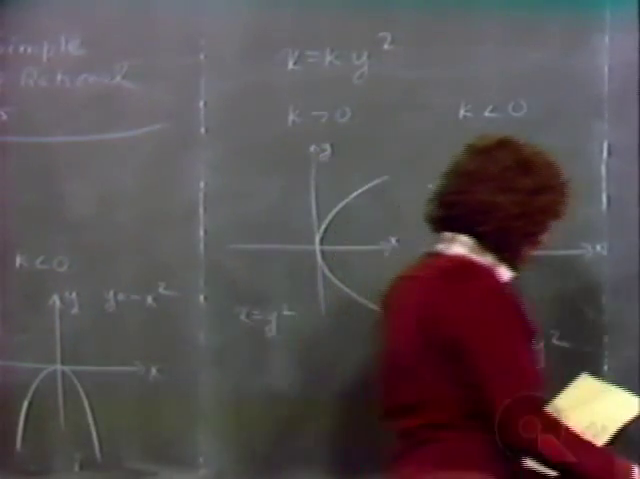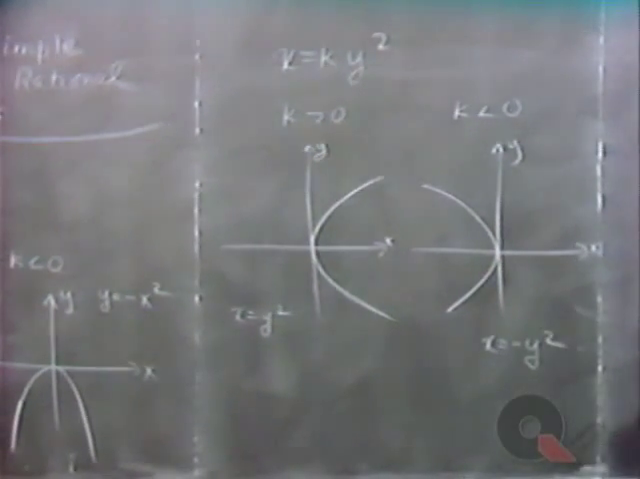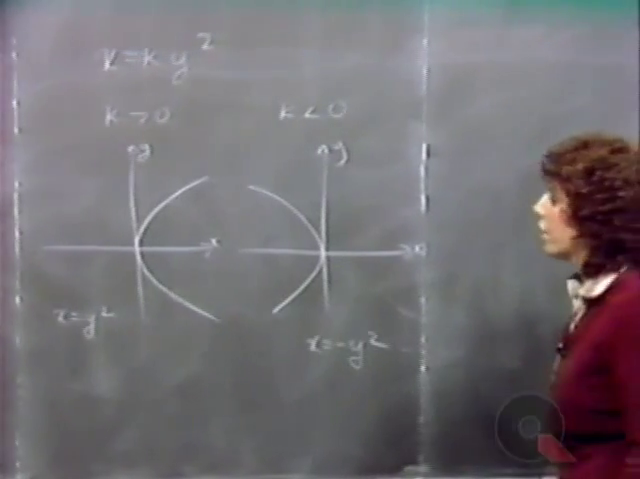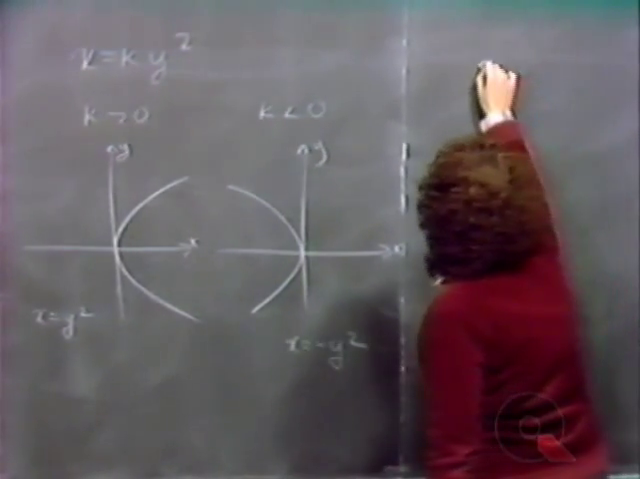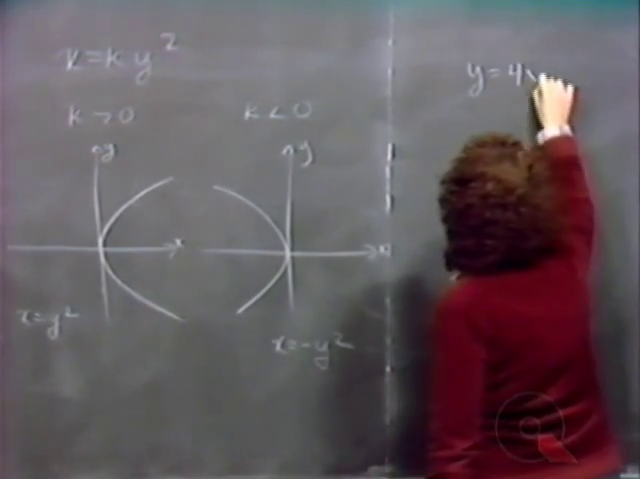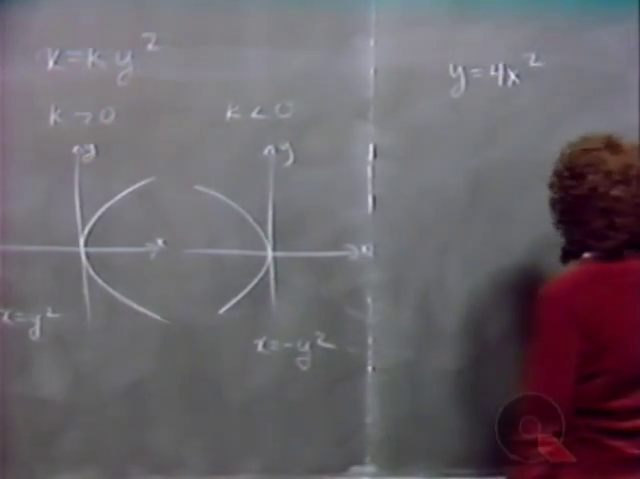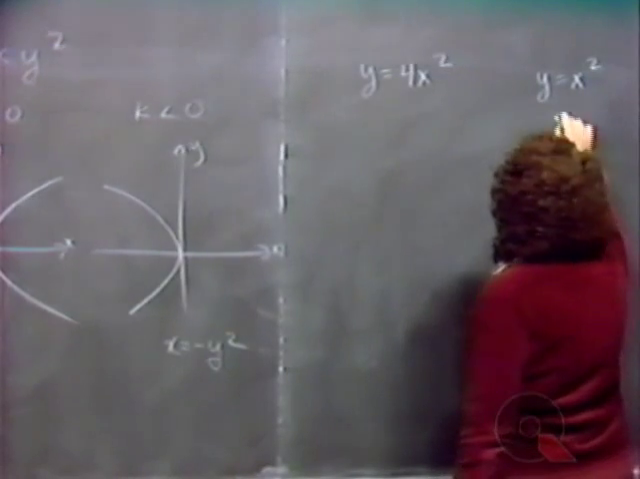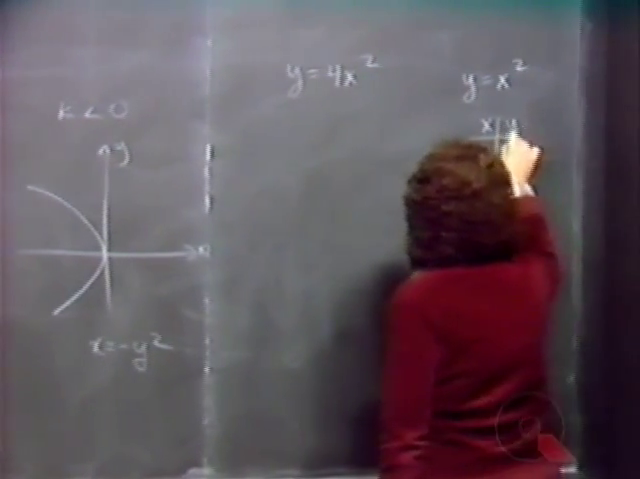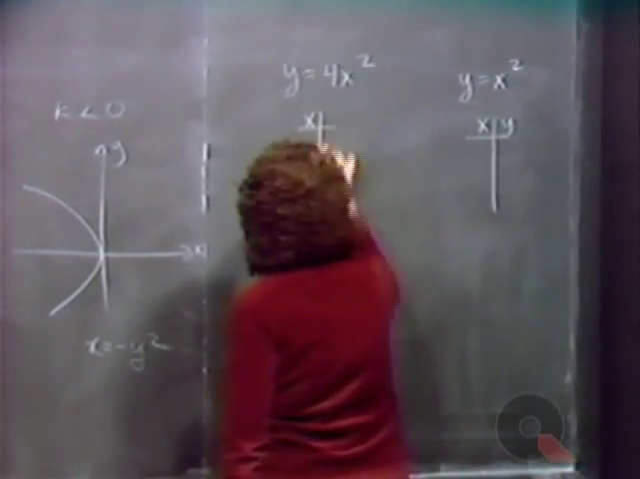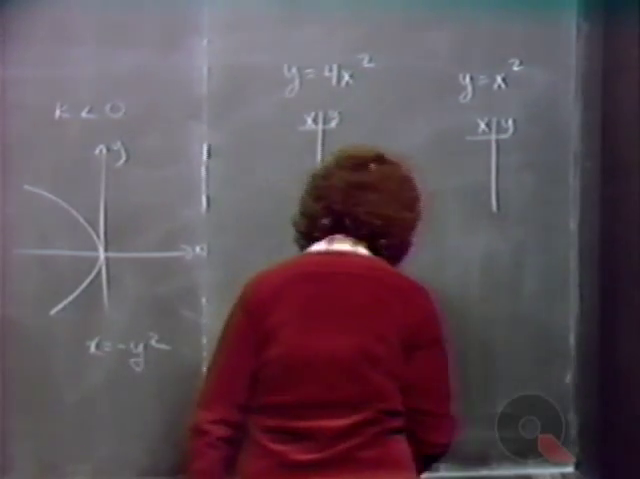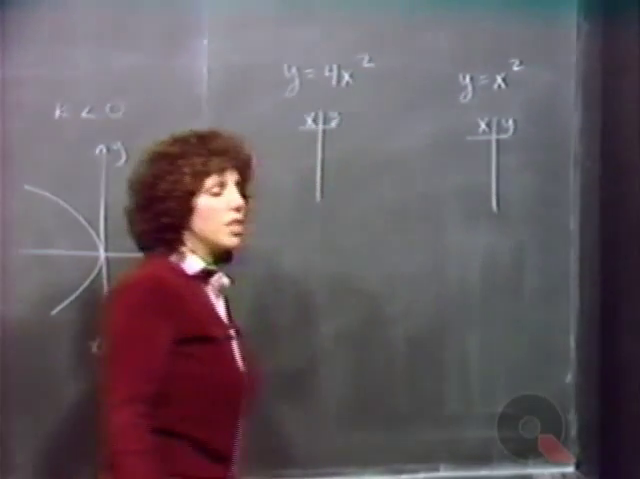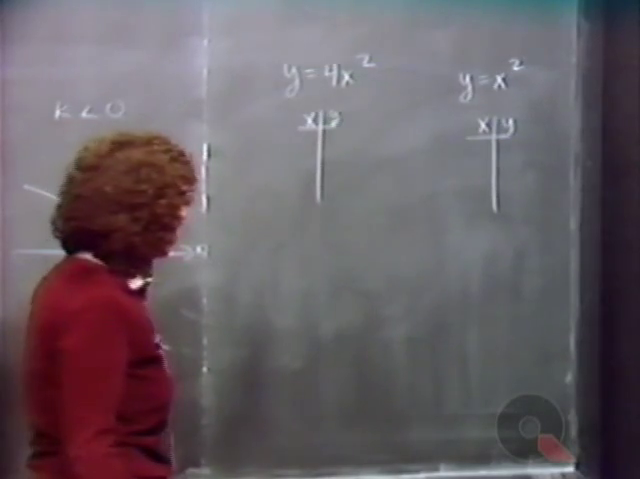Now, after determining the basic type, a few points can be plotted to determine how wide or narrow the parabola is. For example, let's say we have y equals 4x squared. We're interested in comparing that with y equals x squared. We can make a little table of values for both cases. These are both parabolas of the form y equals kx squared, where k is positive.